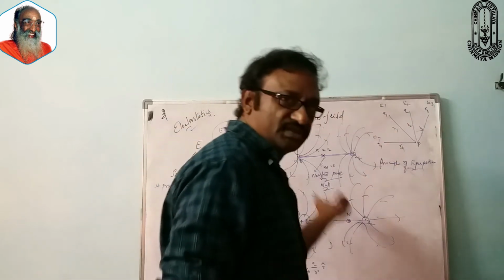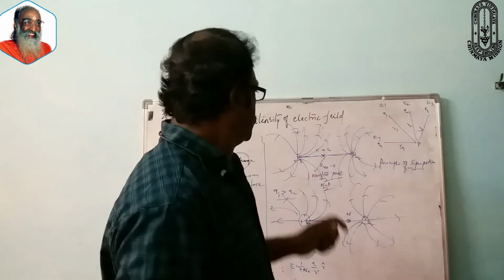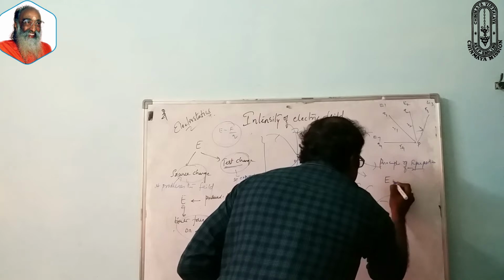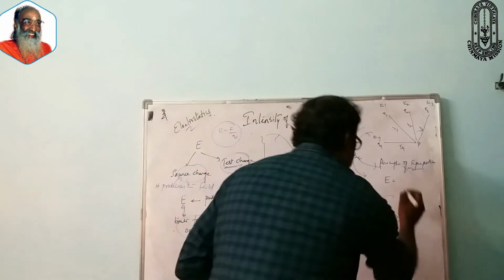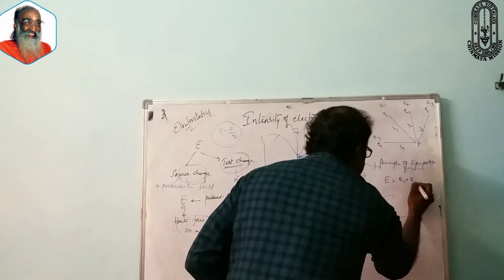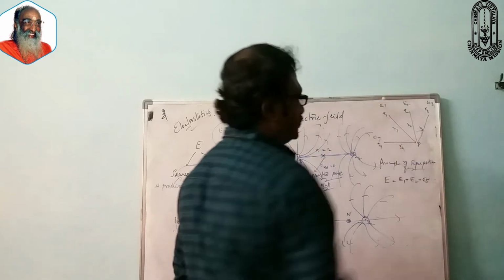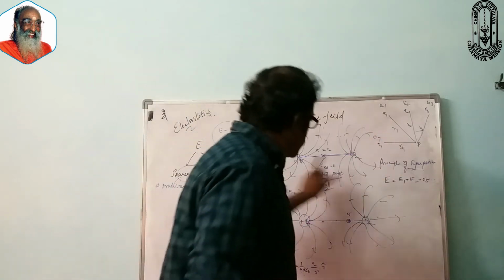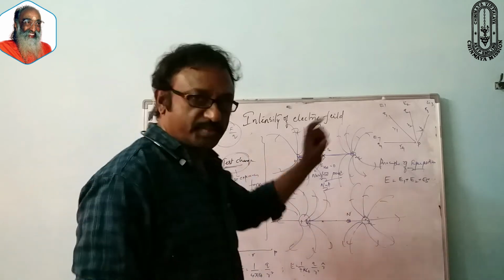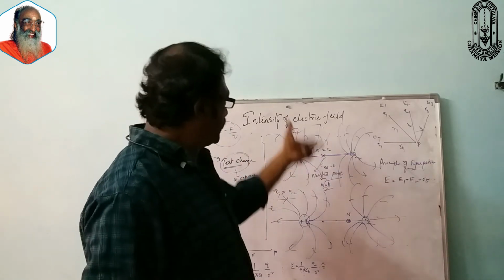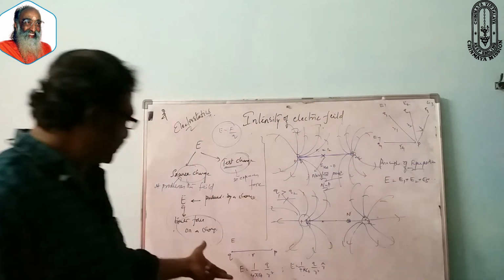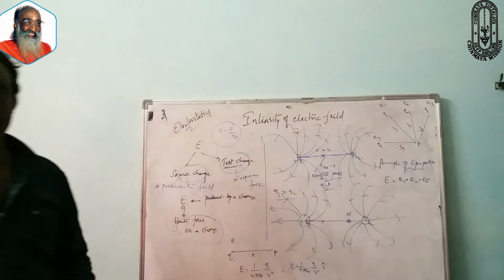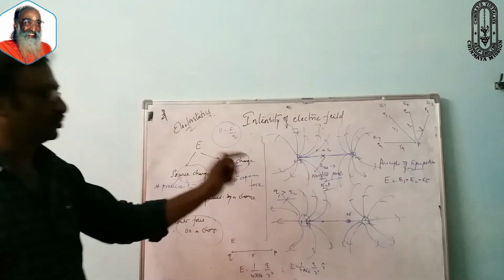There it is charge and force, here it is the field. By applying the principle of superposition, the total or net electric field E is equal to E1 plus E2 plus E3 plus so on. So we find out individually and go on adding all the intensities. If a number of charges are there, you can go with the principle of superposition, and if a single charge is there, we can go like this. So this is about this.